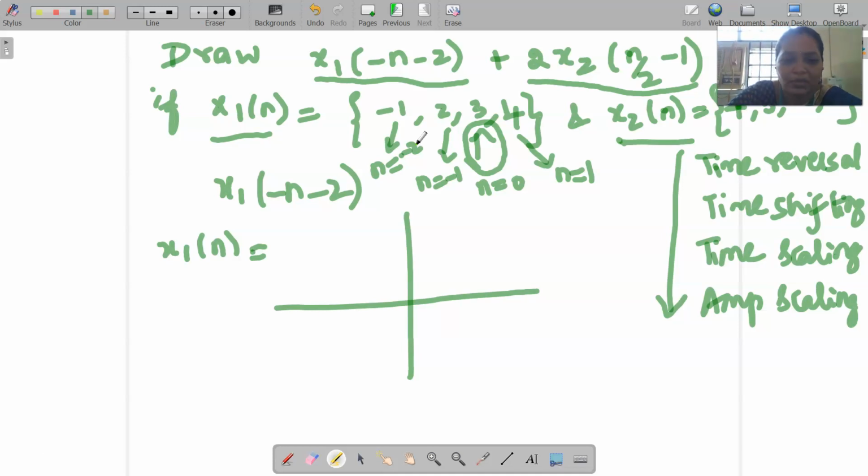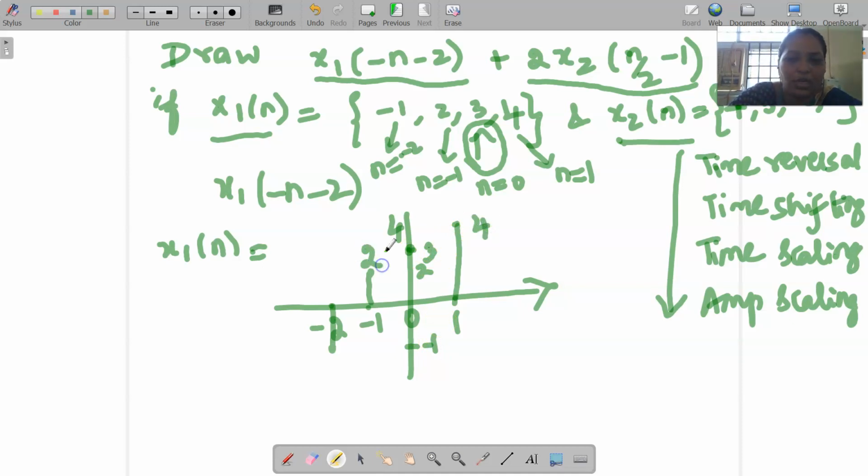So what are all the ranges we have for the given x1 of n? Minus 2, minus 1, 0 and then 1. At 0 we have amplitude 3, at 1 the amplitude is 4, at minus 1 the amplitude is 2, and at minus 2 the amplitude is minus 1. Either we can write it here itself: so it is 3, it is 4, it is 2 and then it is minus 1. So minus 1, 2, 3, 4 we have. So this is n, and the whole signal is nothing but x1 of n.